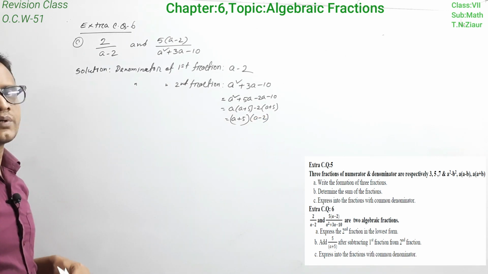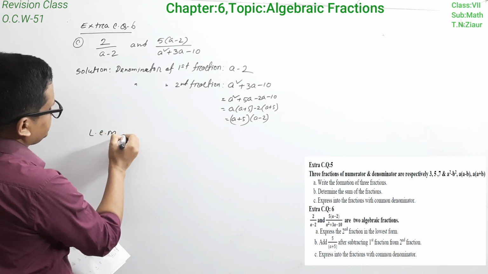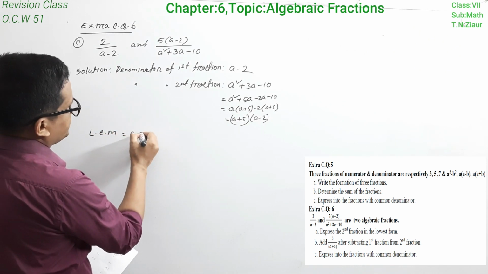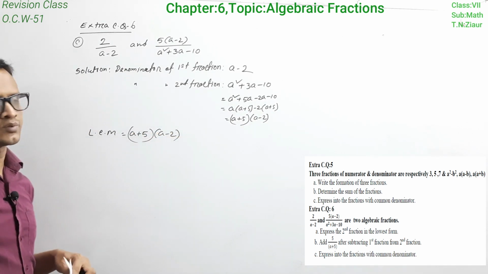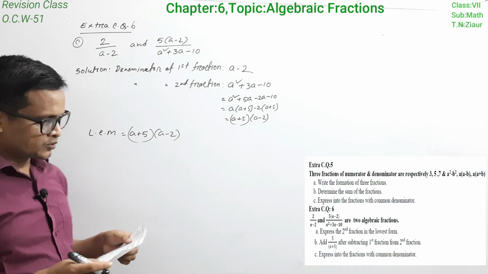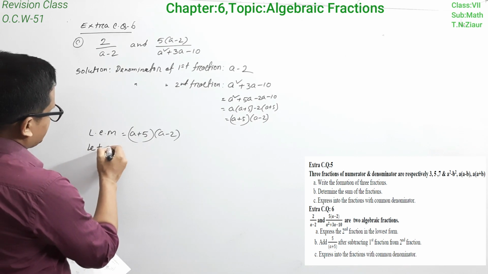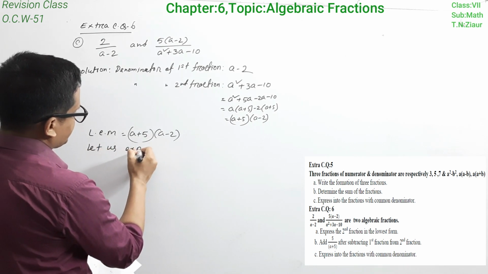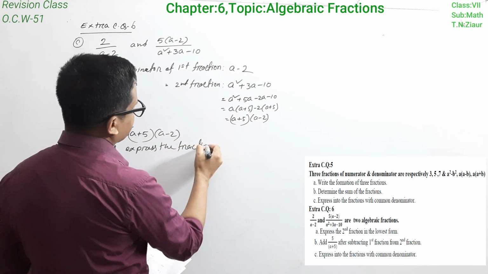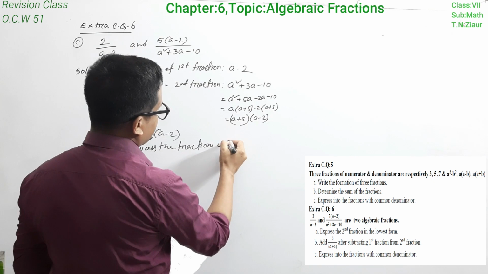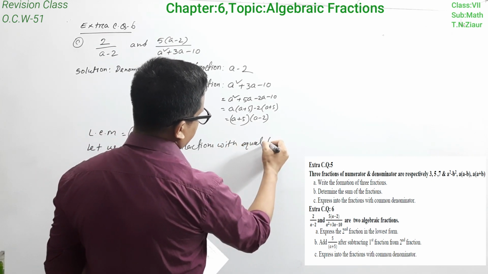Okay, now what will you do? First we have to find the LCM of this. So now LCM will be a plus 5 and a minus 2, right? Now here given, express the fractions with common denominator. You have already solved this in extra CQ 5. So let us express the fractions with common denominator, or equal denominator, right? Equal denominator.